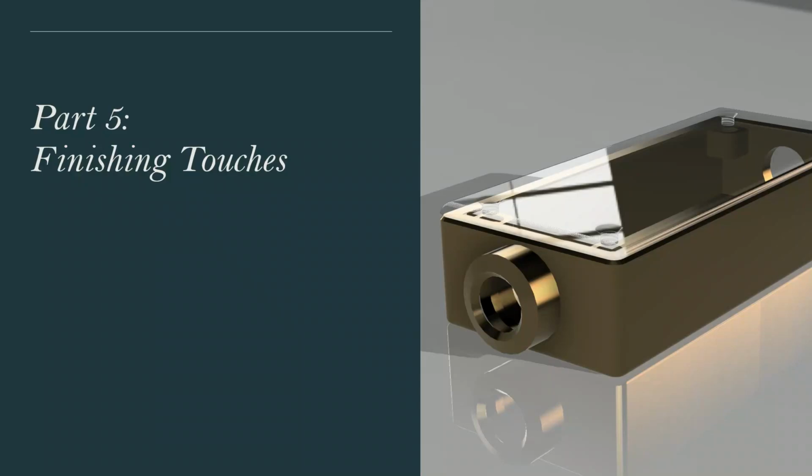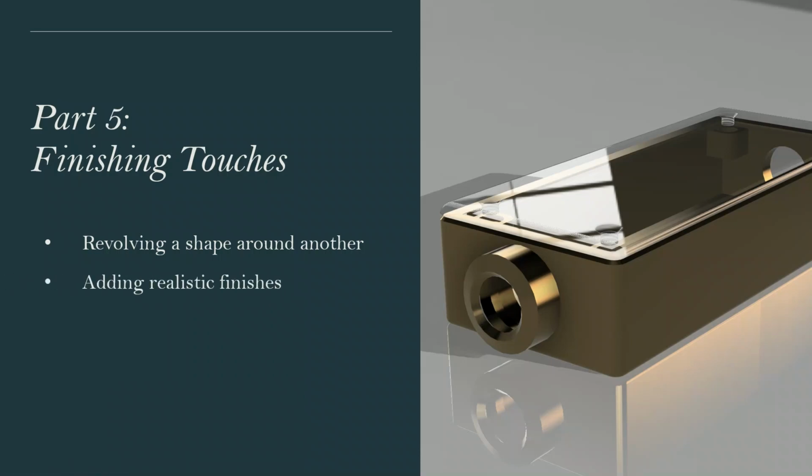So in this final part of the series, we're going to look at how to make some finishing touches as well as just doing a little bit of a fancy revolve for making an unusual shape. So first up we'll do the revolve, which is basically where we'll create this shape on the end, which is revolving around a circle we had before. And following that we'll add the realistic finishes.